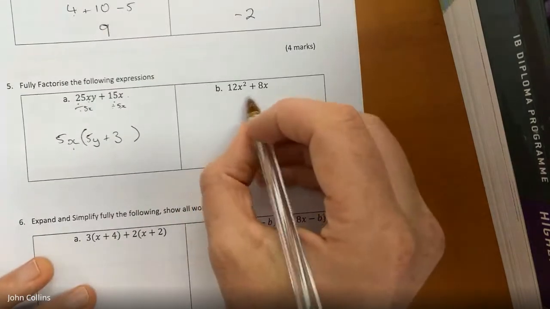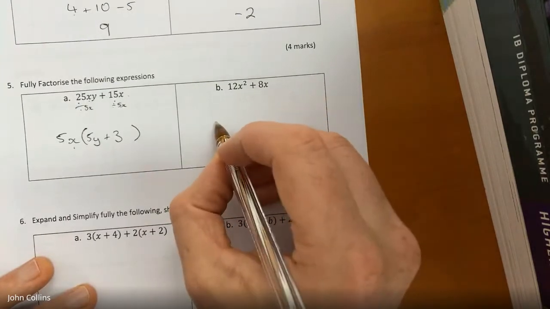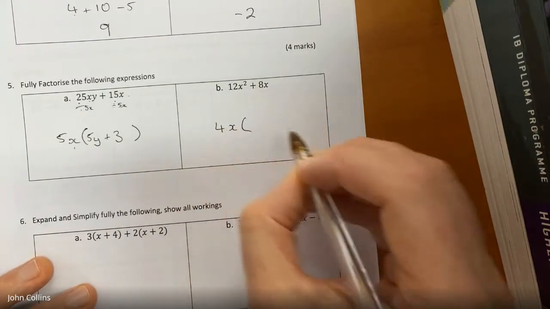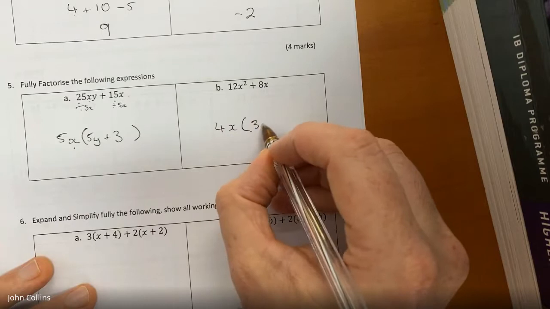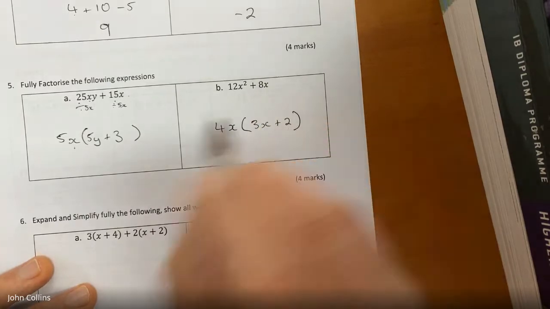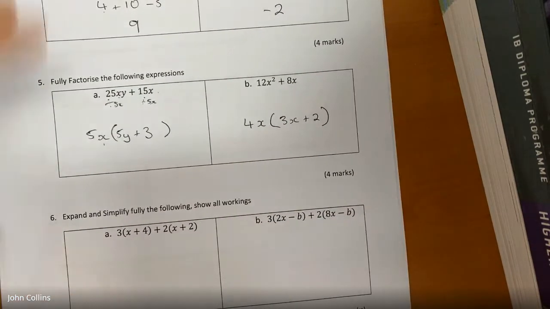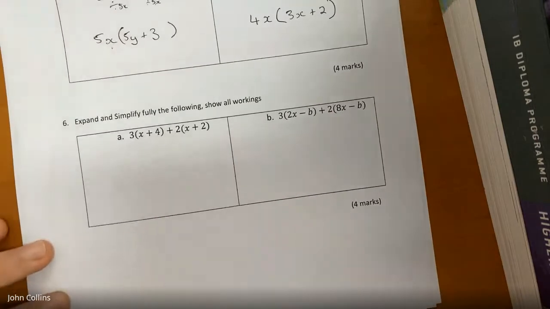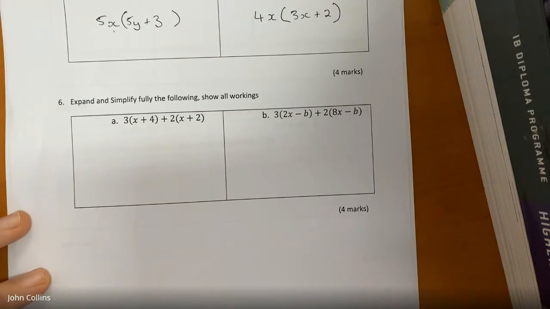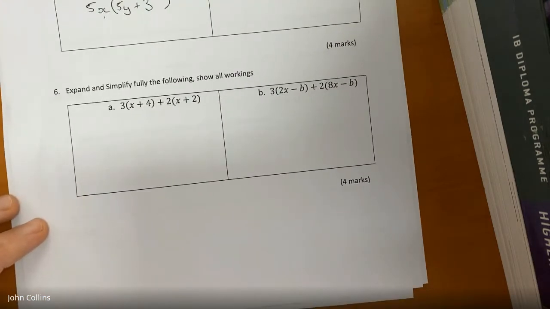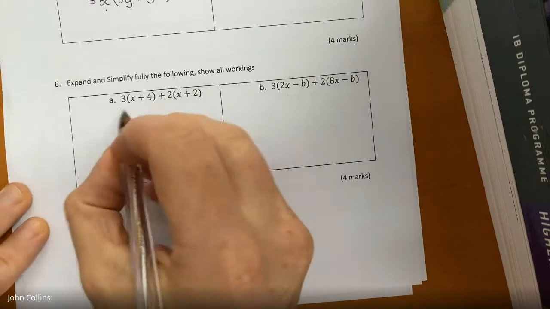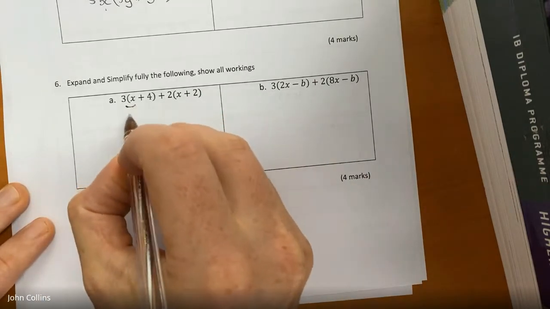This one I'll do a little bit quicker. It's going to be 4x outside the bracket, and we're left with 3x plus 2 inside the bracket. Remember, these methods are the same as both practice tests. If I'm going too fast, I did the practice test videos a little bit slower, and you can check those out for factorizing.